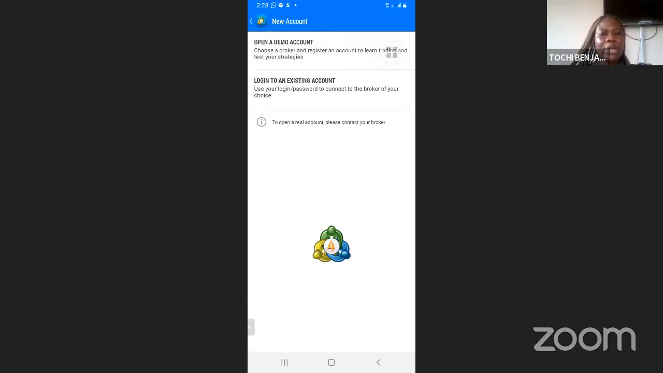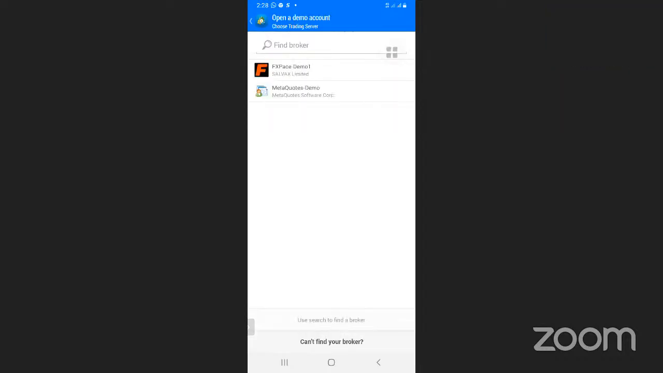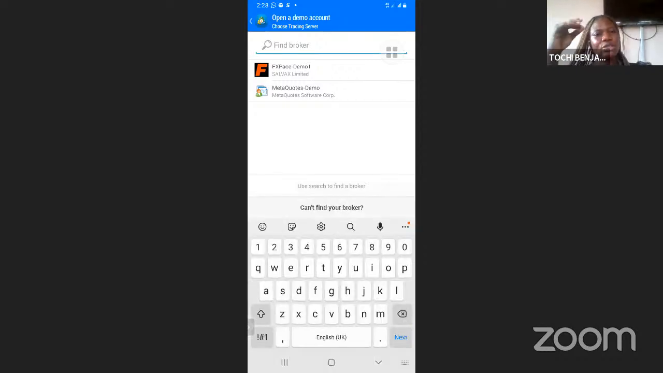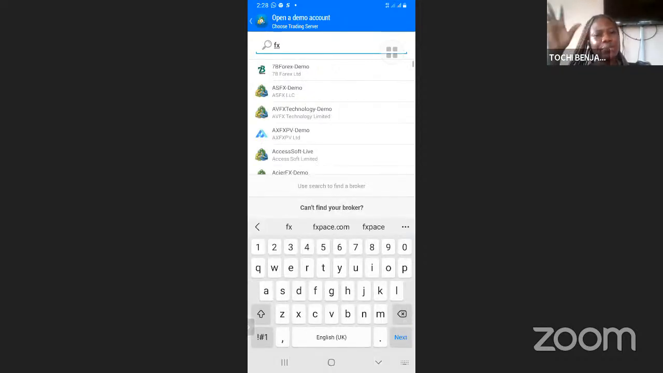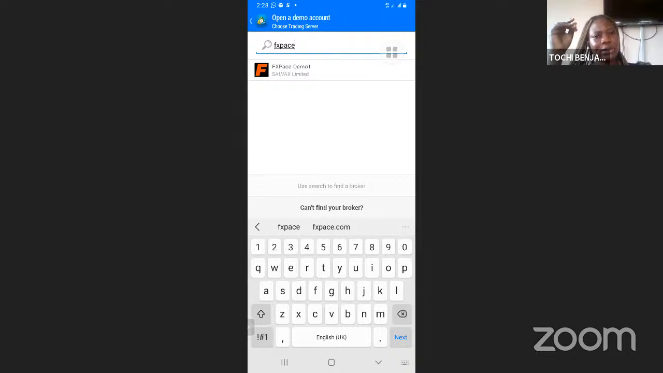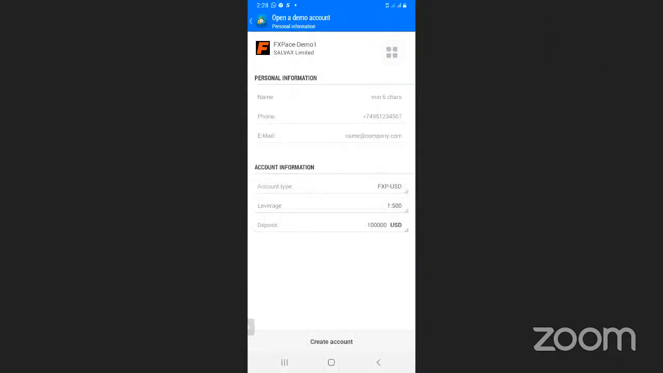Now, if you click on open a demo account, yes, you need to find the broker. Any broker you are using, you can log into the account here. So if you type FS Space demo, it will give you an option to fill a form. Then you submit. That one is just straightforward. FS Space demo. Continue FS Space. Okay, I'm on the demo now.